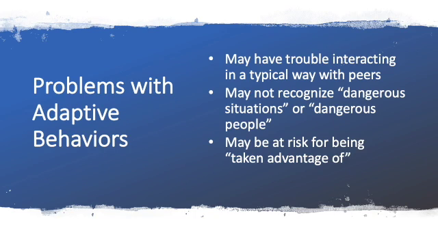And next, they may be at risk for being taken advantage of. Again, often they try to please others so that they can make friends. So they may do things that are inappropriate, and people without intellectual disabilities may ask someone with an intellectual disability to do something that's not appropriate, and so they're being taken advantage of.